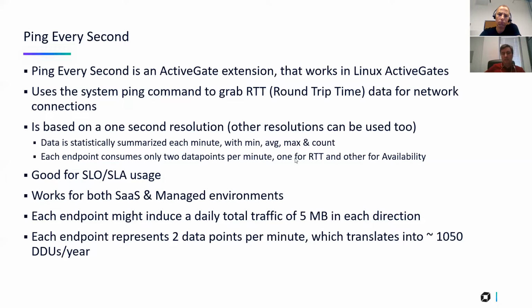We should say that there is traffic going on, but it is not a lot of traffic. It's about 5 megabytes of traffic a day. We can reduce that a little bit, but it really depends on the links. So probably the best way is to just try it with the ping system command. And of course, it also consumes DDUs, but very few.